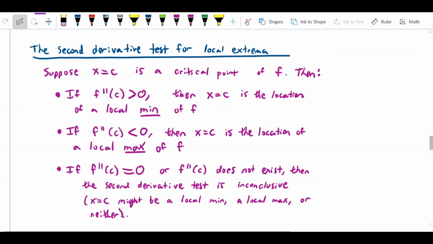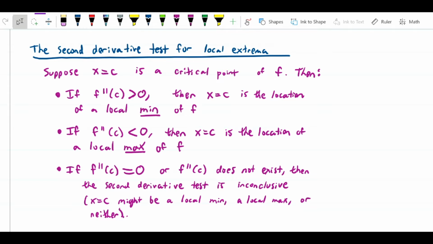So our next topic is the second derivative test for local extrema. As you saw in the previous section, we saw the first derivative test that we can use to determine whether a particular critical point is a min, a max, or neither. So we now have the second derivative test, which at least can tell us in some cases whether something is a min or a max.